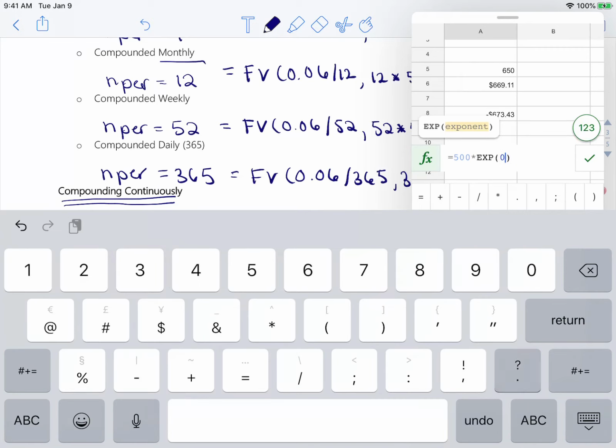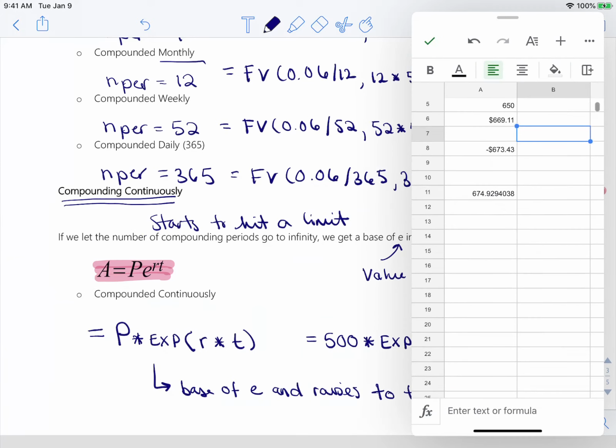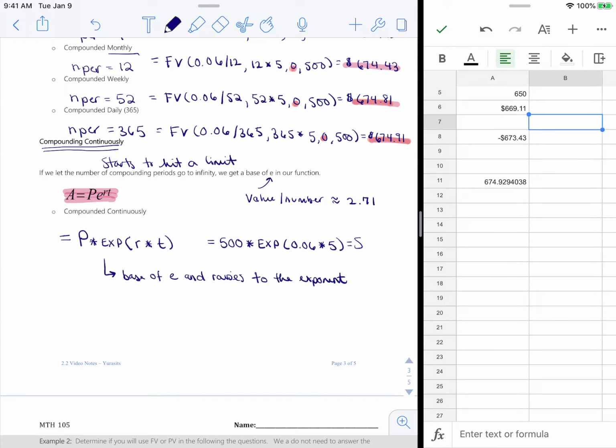0.06 times the 5. I'm going to push enter and let's see what I get. $674.93 if I round correctly. 674.93. Wow. Because when I read this and I'm looking where to put my money and I see daily versus continuously, I would think I would grow a lot more than 2 cents.